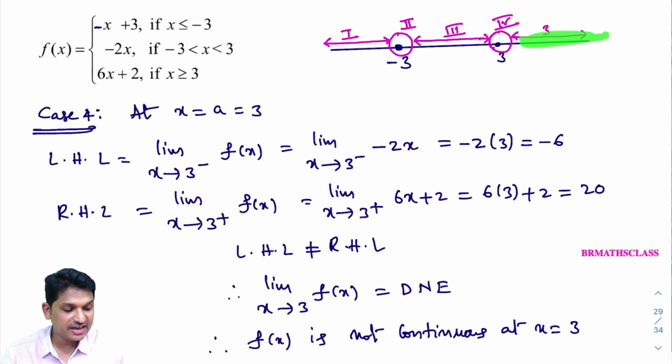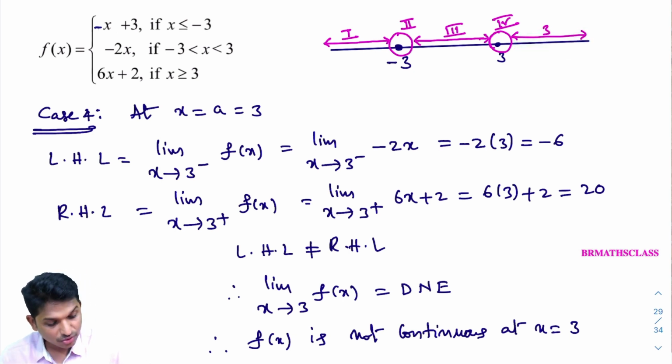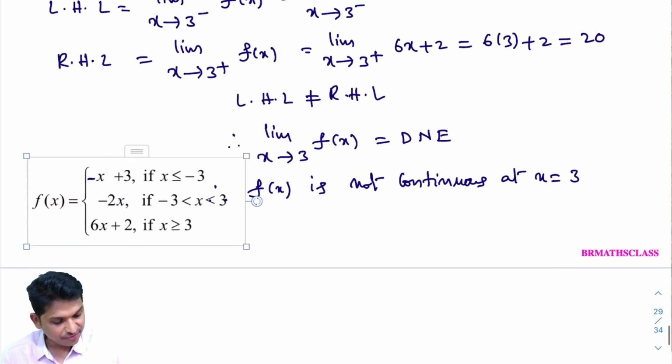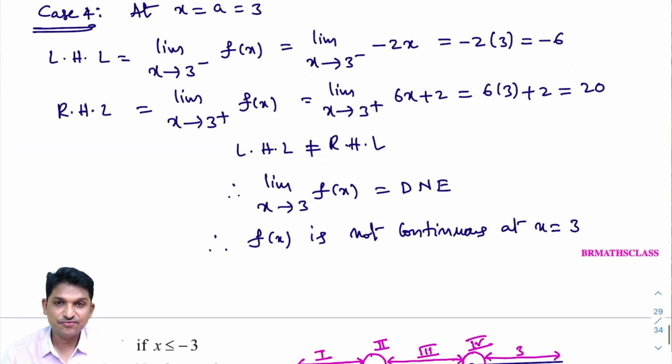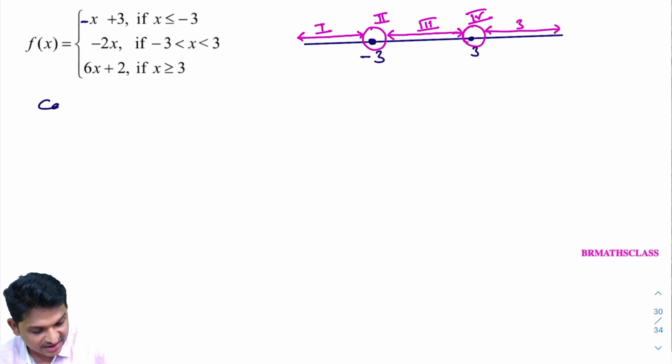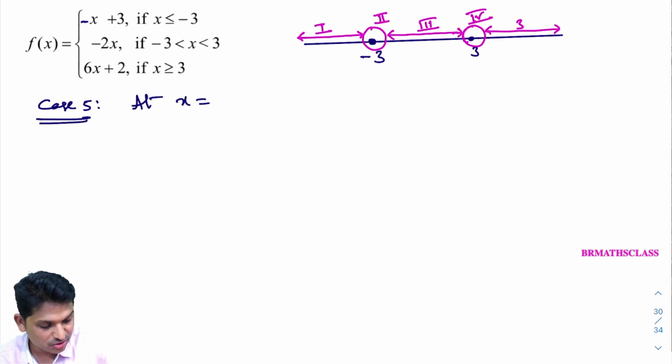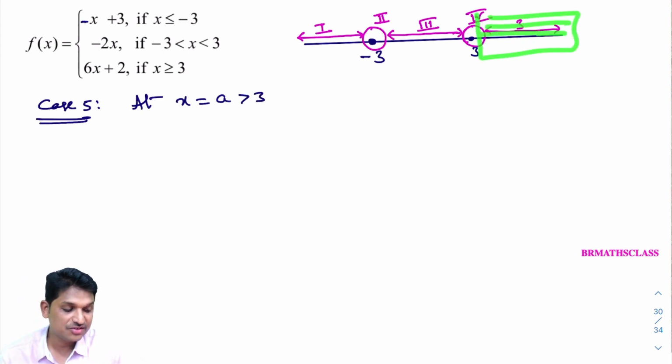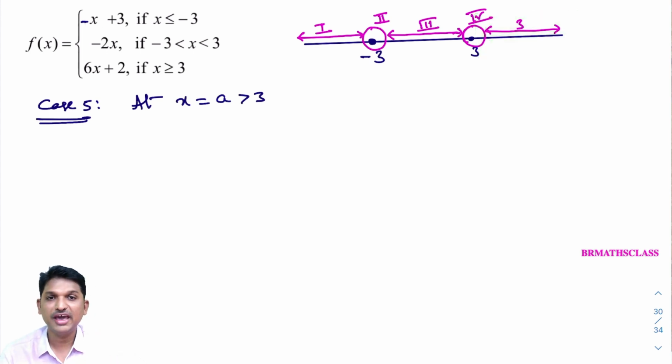Now I'll check in case 5 also. In this zone, is there any point of discontinuity or not? I'll check. Okay, right. Do you understand case 4? Yes. Now I need to check the continuity in this zone. This is case 5. What is case 5? x equal to a, where a is greater than 3. I am checking the continuity of this function in this zone.